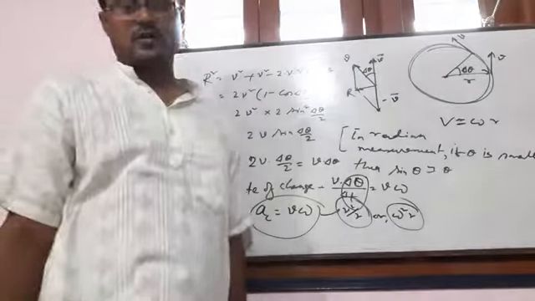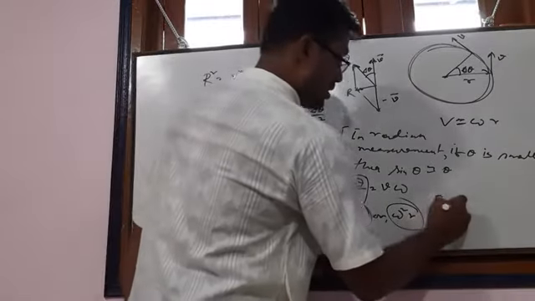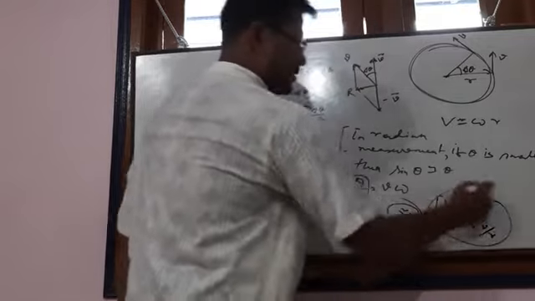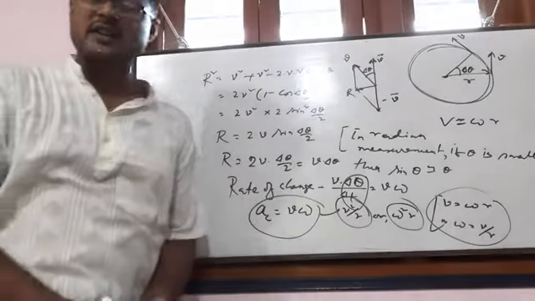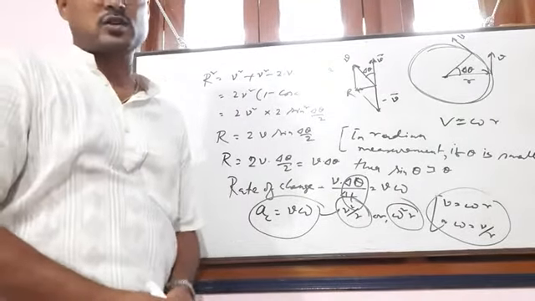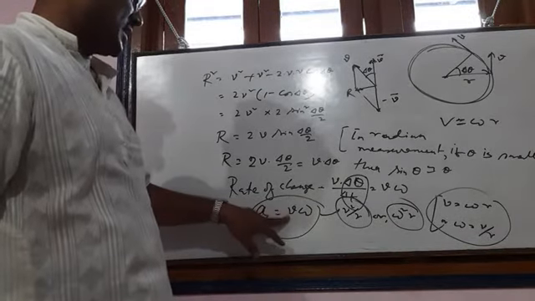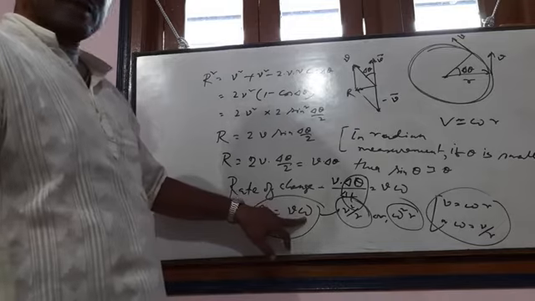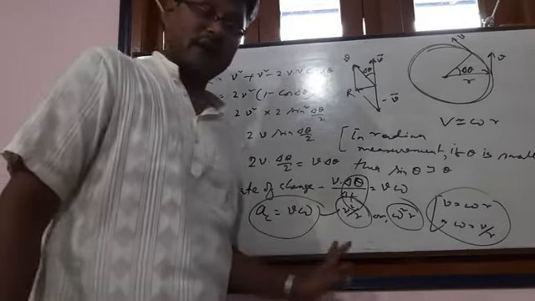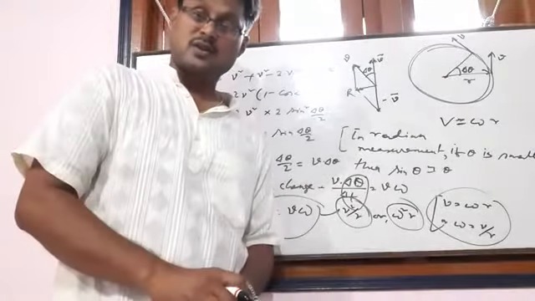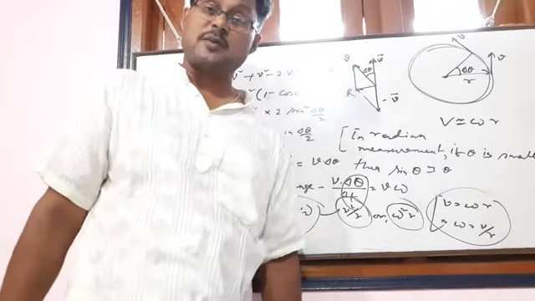By putting v equal to omega r or omega equal to v by r, anything. So centripetal acceleration is the product of two velocity vectors, one is linear velocity, another is angular velocity. Now we can modify it in this way, v square by r or omega square r. This is very interesting and also very important.